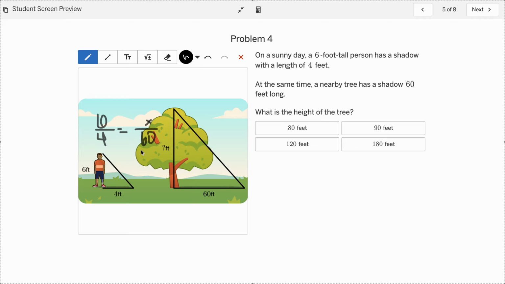One of two ways: I can find my scale factor between these, or I can find my scale factor between these. I know that 4 times 1.5 is 6, so 60 times 1.5 is going to be 90, and that would be the height of the tree. So that would be 90, because 4 times 1.5 is 6, so the same thing times 1.5 is going to be 90.